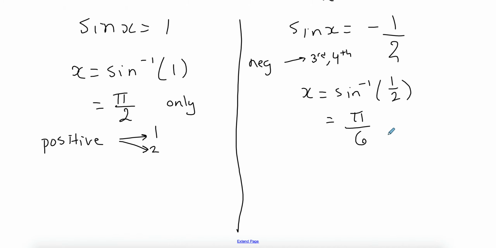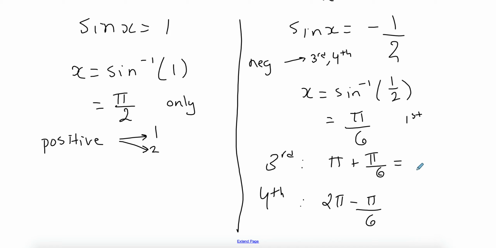So now I have pi over 6, which is in the first quadrant. And this is my reference angle. This is my acute angle. So if I want it in the third quadrant, I'm going to take pi plus pi over 6. And if I want it in the fourth quadrant, I'm going to take 2 pi minus pi over 6. So in here, I'm going to get 7 pi over 6, yeah. And then in here, I'm going to get 11 pi over 6.